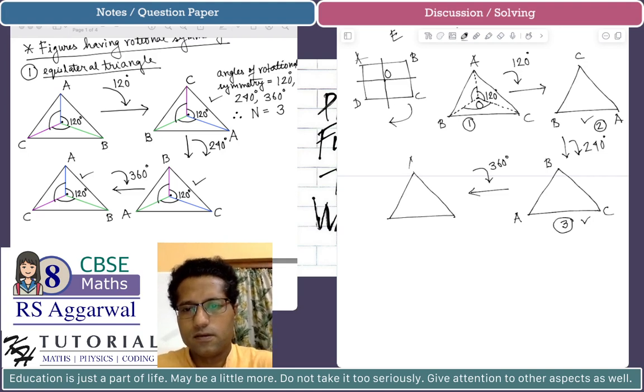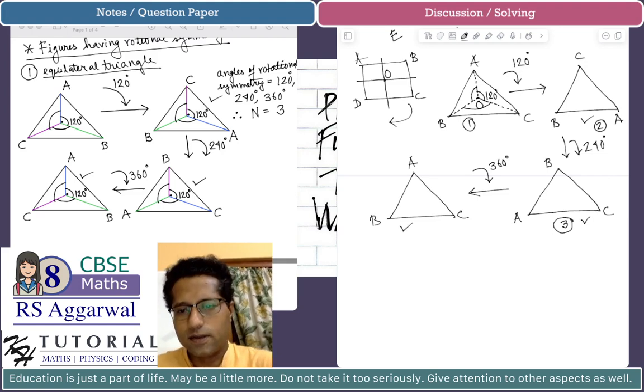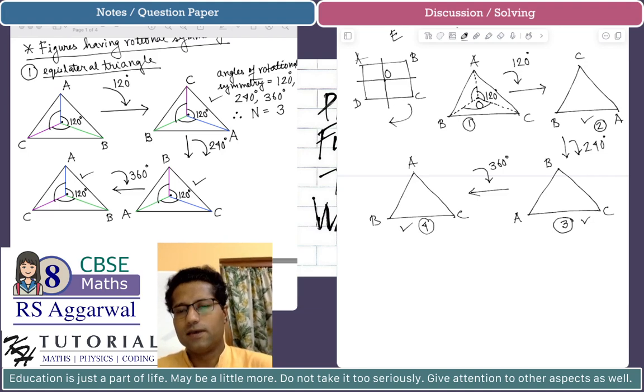That is A, B, C. So this triangle at position 4 is also looking exactly identical to the triangle in the initial position, that is at position 1. So this angle, 360 degree, is also an angle of rotation.